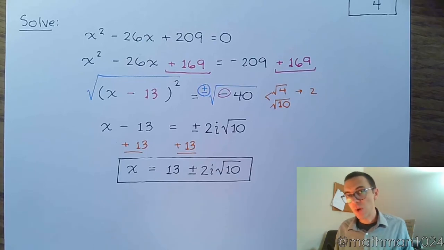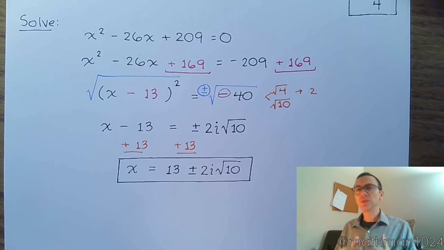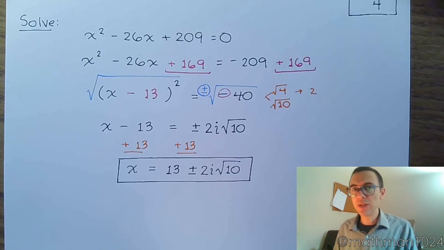We use completing the square. You could have used the quadratic formula, but that would have led to much larger numbers and things that, frankly, I didn't want to have to deal with. So if you can complete the square, that's going to be my recommendation to you.